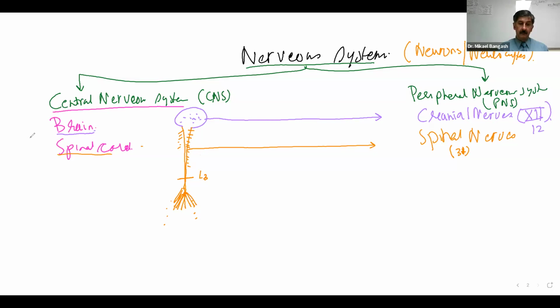Now, guys, off the central nervous system arises the other part of the nervous system, which we call the peripheral nervous system.